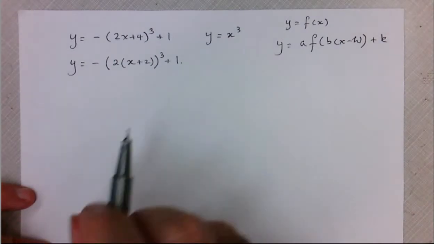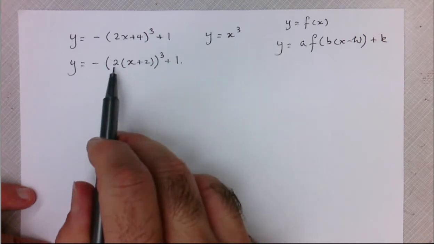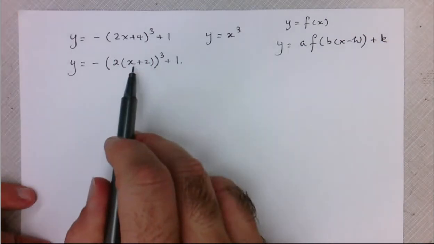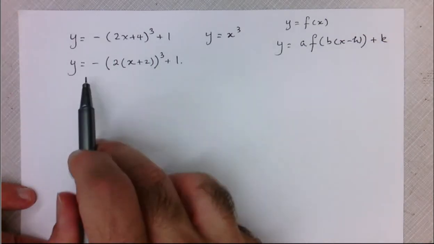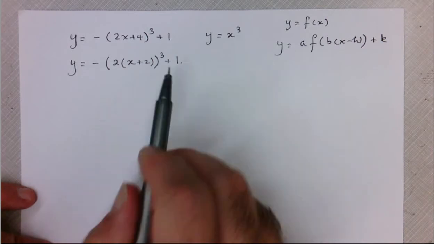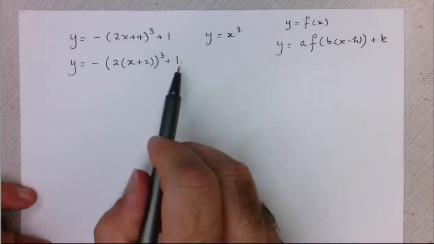Okay, so now I can see that I've got a reflection in the x-axis. Okay, I've got a horizontal. Now here you have to be careful. Anything that's horizontal will always be opposite. So here it's a horizontal compression by a factor of a half. So we're going to be multiplying our x values by half. Then here we have horizontal translations 2 units to the left. Again, always opposite to what you see. And then here we have a translation up by 1 unit.